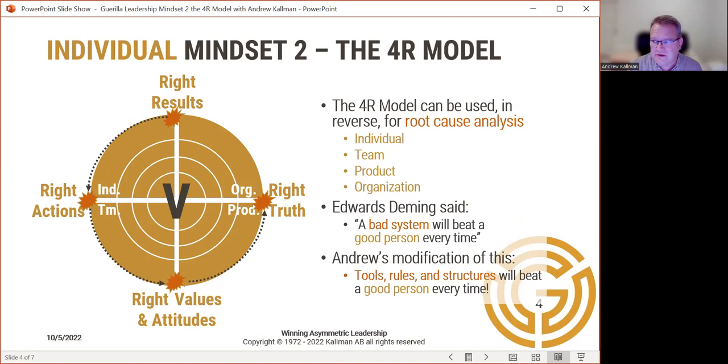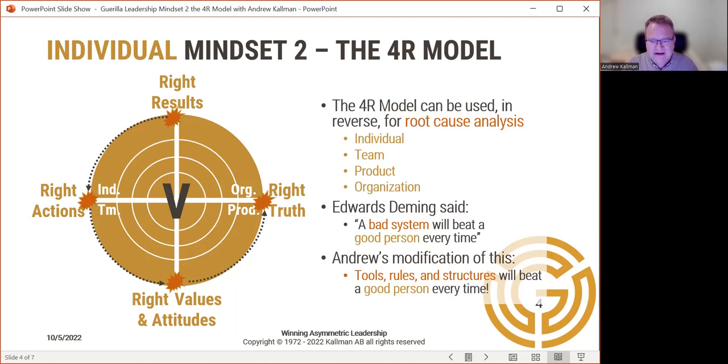Now, we can use the 4R model in reverse to do root cause analysis. If I'm a leader and I see I'm not getting the results that I'm expecting, I'm going to go back and look at their actions. Okay, what did they do? Did that make sense? And if the actions don't line up, I'm going to be going, well, wait a second, we've got to look at the values and attitudes. And probably 80 to 90% of the time, it's an issue with what the person believes as their truth has impacted their values and attitudes in a negative way. And we need to correct that.